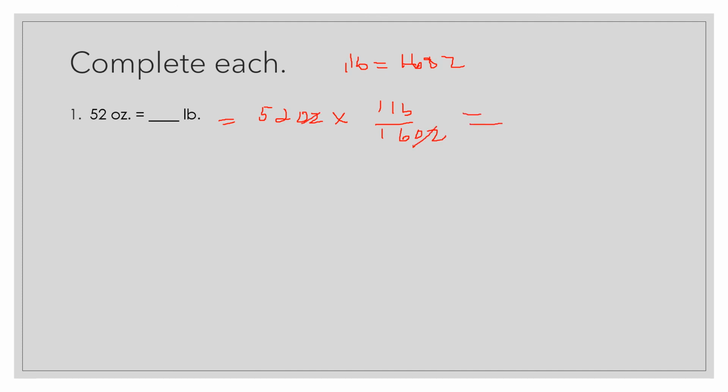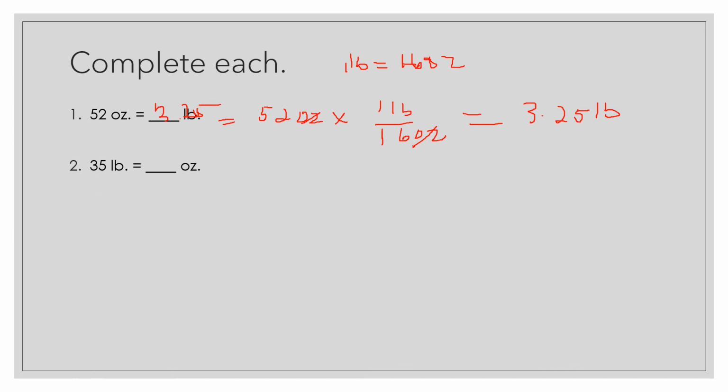So the result is we need to divide, no? So 52 divided by 16. So using your calculator, 52 divided by 16 equals 3.25 pounds. Okay, so the answer here is 3.25 pounds. Okay, next.